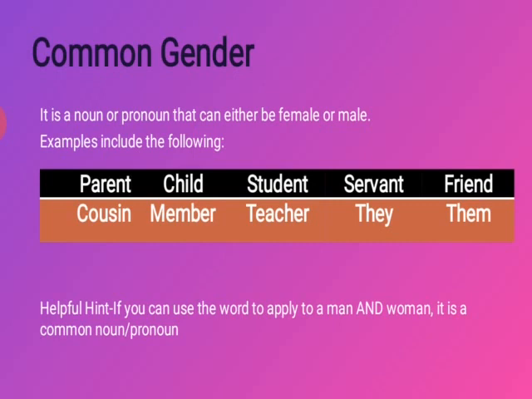Okay, the next is common gender. Common gender is a noun or a pronoun that can be either male or female. Examples are parent; a parent can be either male or female. Same with child. Student can be either male or female. Then again servant, friend, cousin, member, teacher, they, them. So these nouns and pronouns can be either male or female.